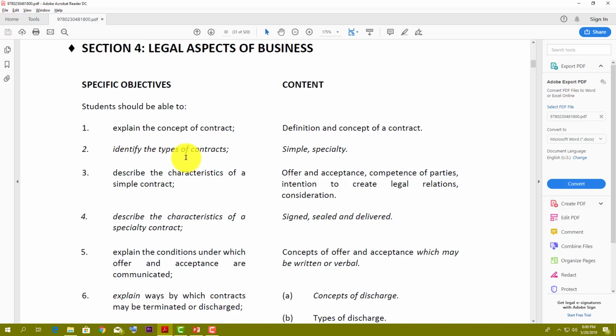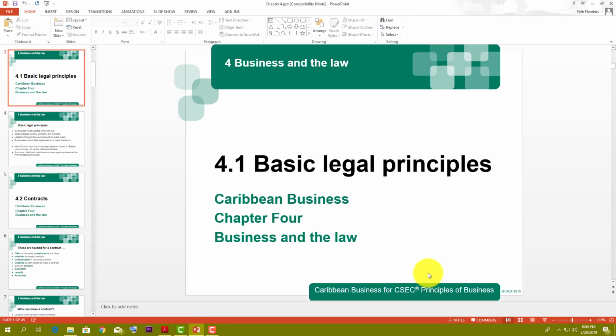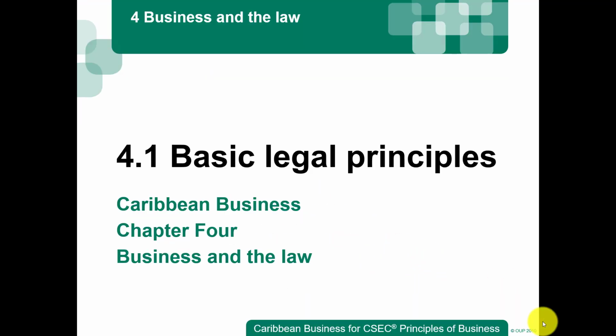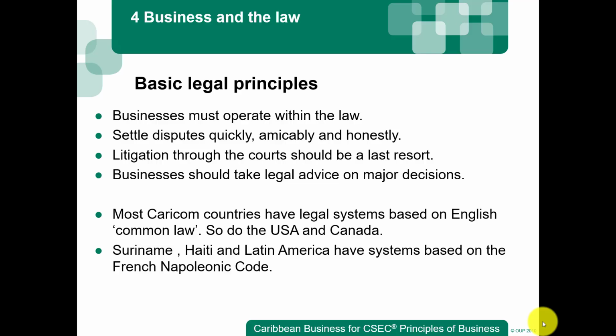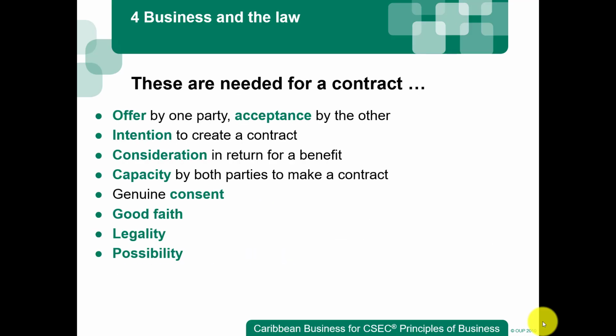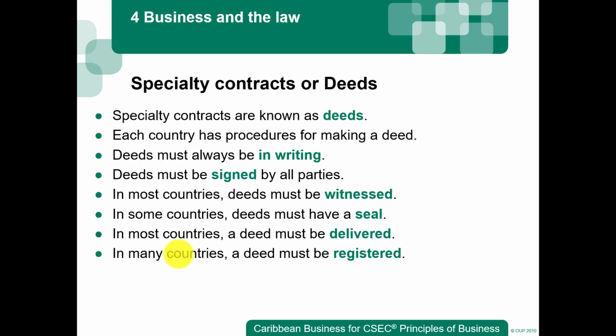Identify the types of contracts. You can either have a simple contract or a specialty contract. Now, what makes these two different? Let's look at some of them right now. Specialty contracts, also known as deeds. Each country has procedures for making a deed. Each country has different procedures under which a contract becomes specialty or a deed.